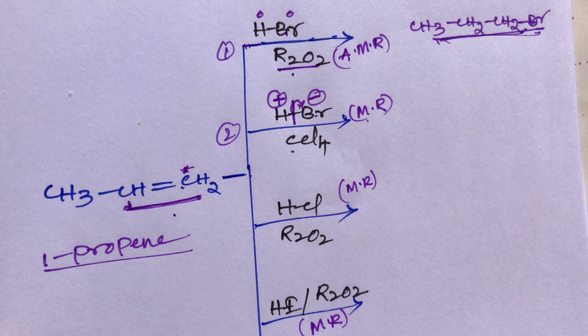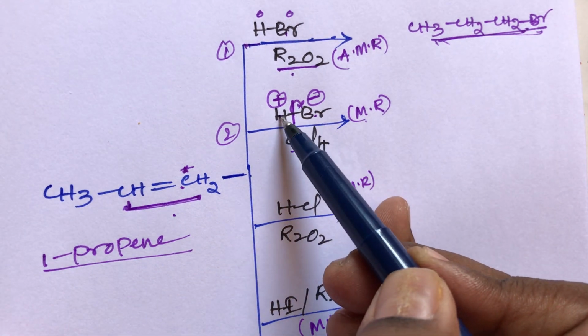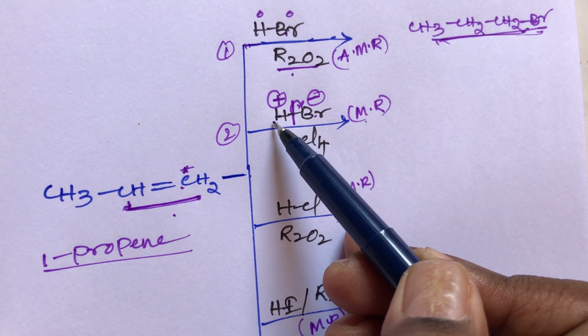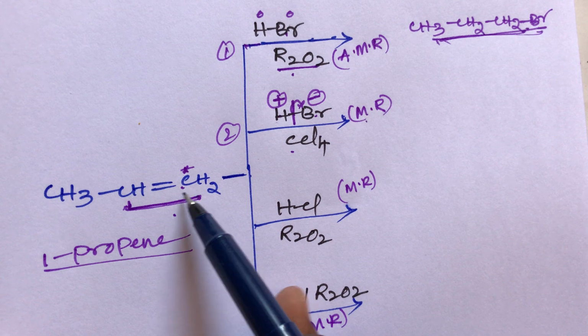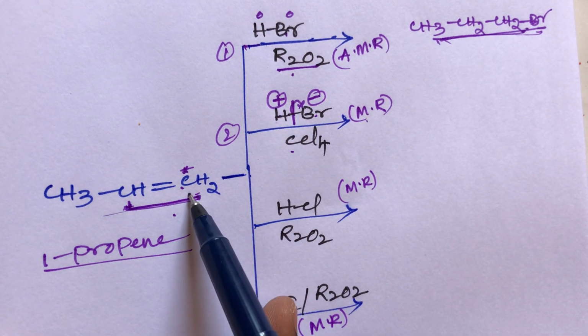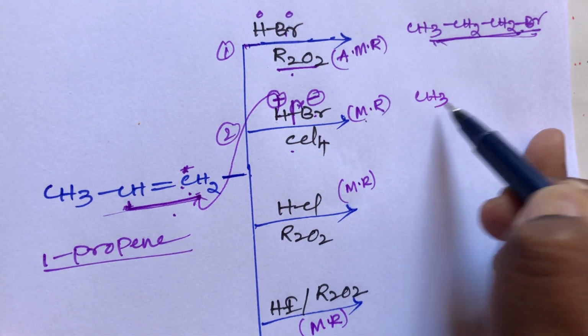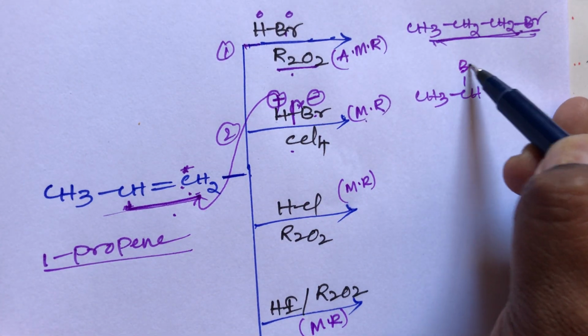According to the Markovnikov rule, unsymmetrical alkenes undergo electrophilic addition reaction. In an electrophilic addition reaction, the first attacker is the electrophile. Here this H plus will always attack the carbon with more hydrogens. Out of these, which carbon has more hydrogens? The hydrogen will attack this position. So what is the product, students? That is CH3CHBrCH3.